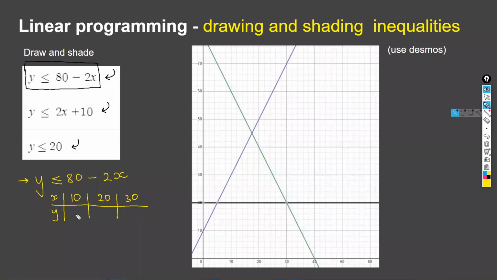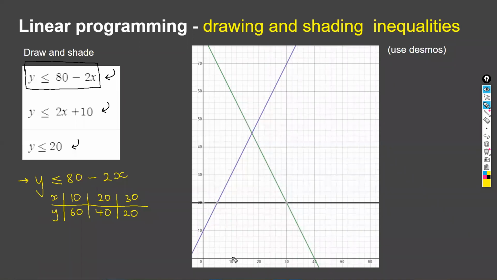Right, so when we're doing the calculations, when we put 10 here, 2 by 10 is 20. 80 minus 20 is what? 60. When we choose 20, 2 by 20 is 40. 80 minus 40 is 40. And when we put 30 here, 2 by 30 is 60. 80 minus 60 is 20. I think that's the purple line, right?